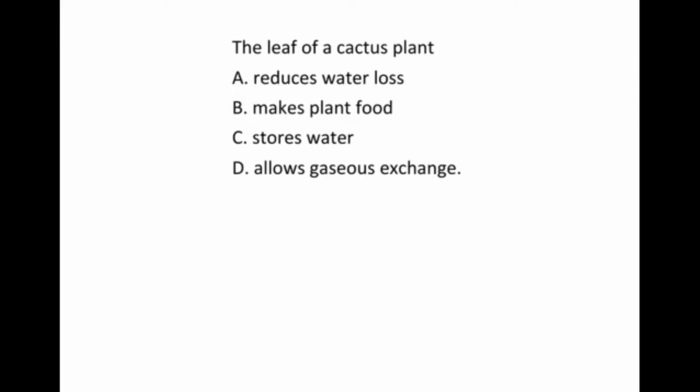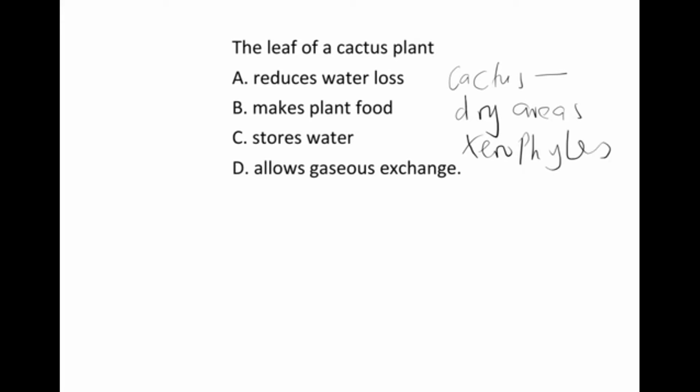The leaf of a cactus plant. When you look at the cactus plant, the cactus is an example of a plant that grows in dry areas. These plants that grow in dry areas are called xerophytes. They grow in areas that have little or no water, actually in the arid and semi-arid areas.